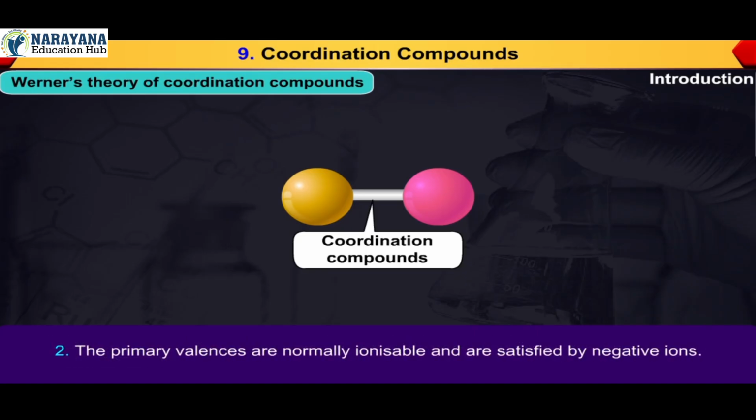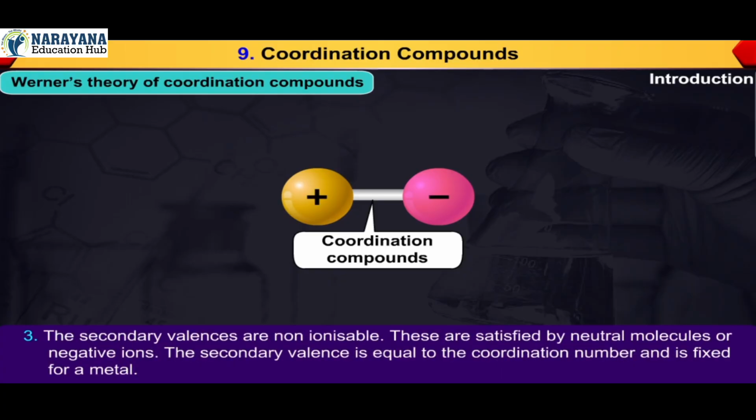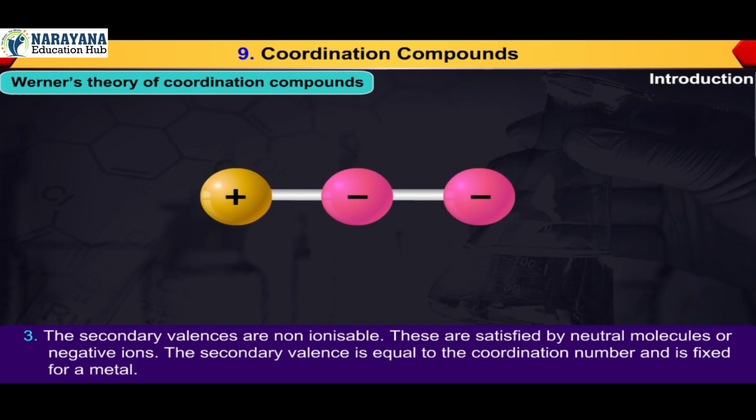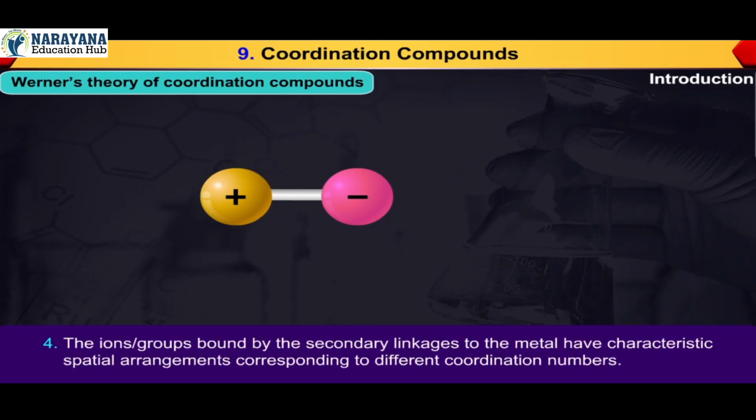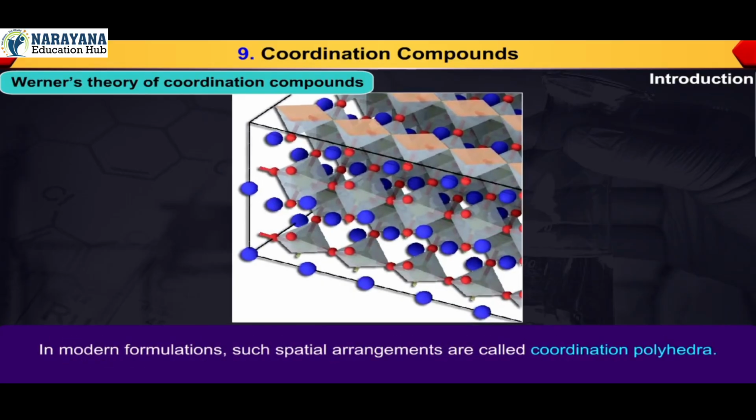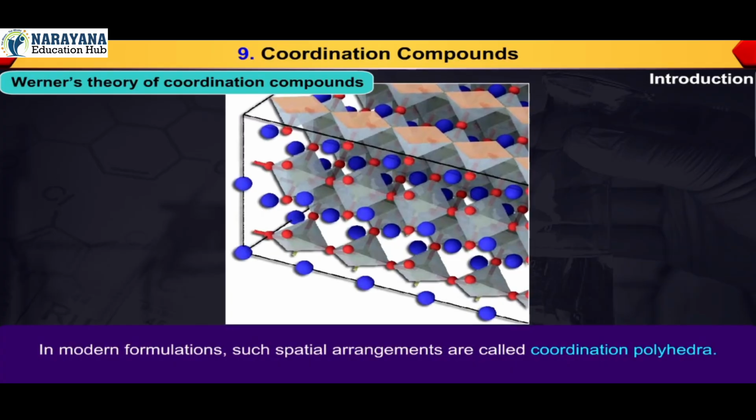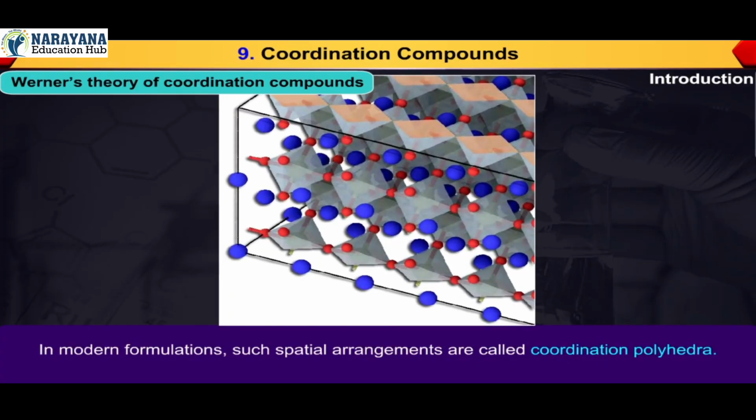2. The primary valences are normally ionizable and are satisfied by negative ions. 3. The secondary valences are non-ionizable. These are satisfied by neutral molecules or negative ions. The secondary valence is equal to the coordination number and is fixed for a metal. 4. The ions or groups bound by the secondary linkages to the metal have characteristic spatial arrangements corresponding to different coordination numbers. In modern formulations, such spatial arrangements are called coordination polyhedra.